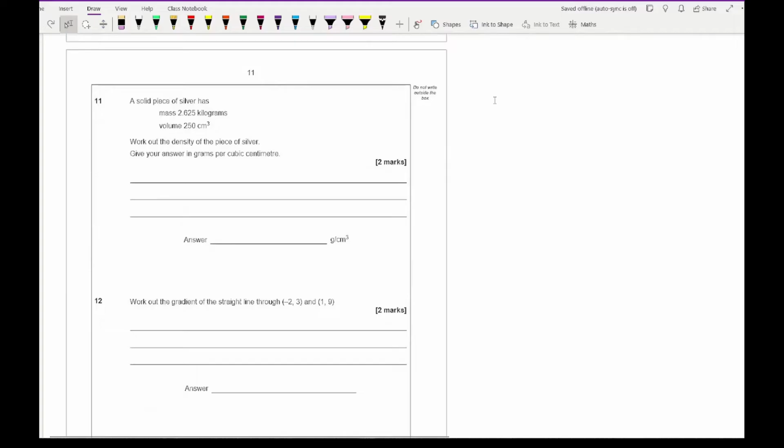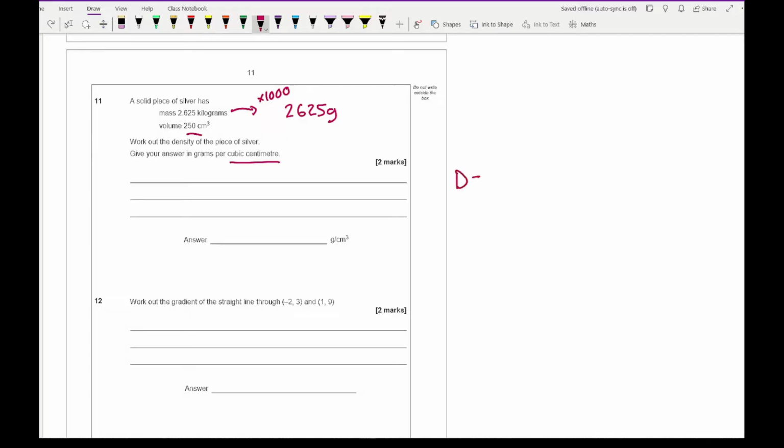With question 11, it says that a solid piece of silver has a mass of 2.625 kilograms and a volume of 250 centimeters cubed. Work out the density of silver. Give your answer in grams per cubic centimeter. Now for this, we notice that our mass is in kilograms, so we need to convert this into grams first. How do we do that? Well, we multiply by 1,000. So that's going to be 2625 grams. And then the volume is in cubic centimeters, so that's fine.